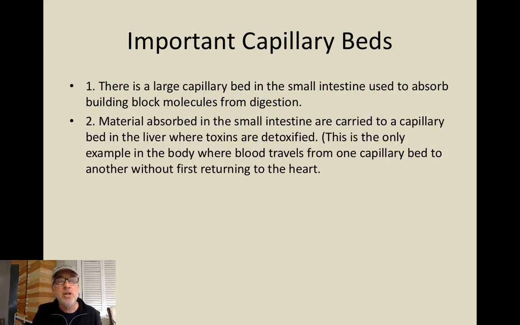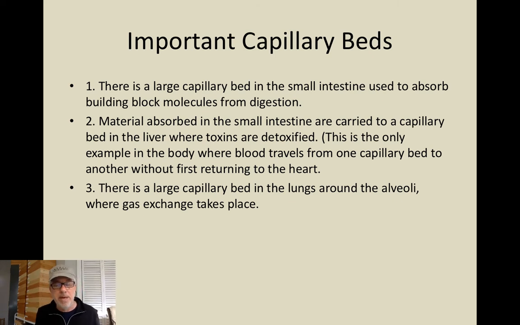But first, material absorbed in the small intestine is carried to a capillary bed in the liver, and the liver makes sure there's no toxins in your food. And by the way, this is the only example in the body where blood travels from one capillary bed to another capillary bed without first returning to the heart.